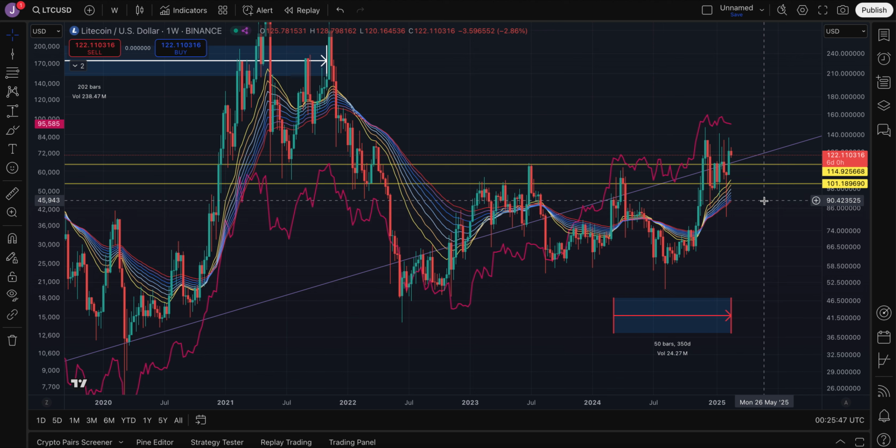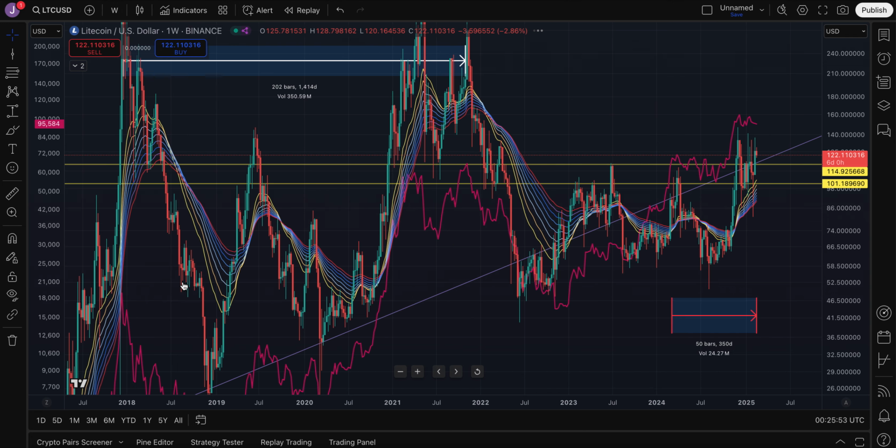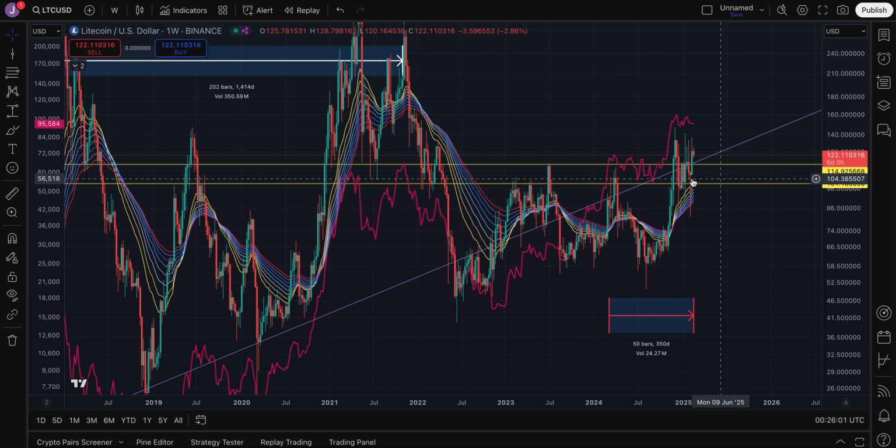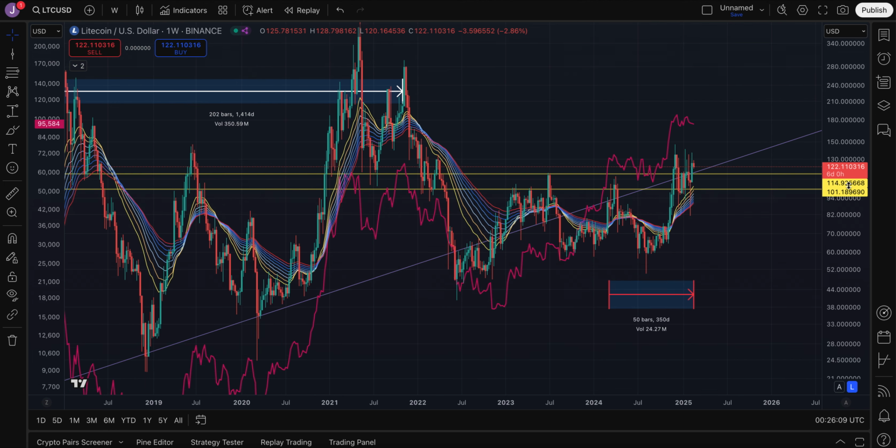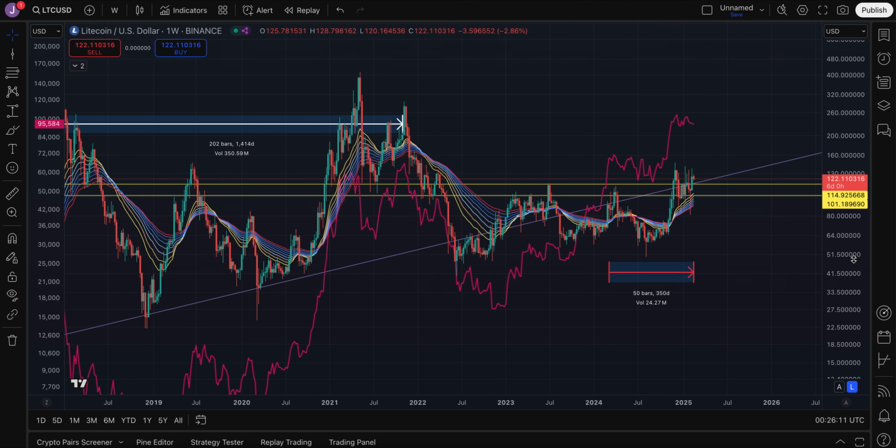So I think we are ready after these 8 years of consolidation, since back here when we first stopped off at over $400. We should see a really big movement to the upside for a breakout.